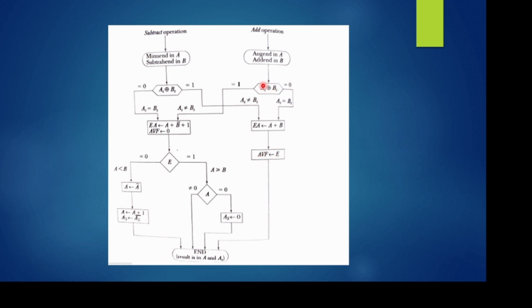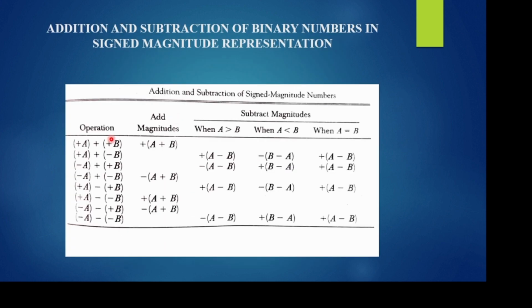The next condition is if both the signs are different. Both signs different means both the numbers are of different sign. In that case, we have to perform the difference operation or subtraction operation. So we move on to AS XOR BS equal to 1. That means AS and BS are different, either 0 1 or 1 0. In that case, one number will be positive and the other will be negative, so we move on to the subtraction operation, which we have already seen in this table, where both the numbers are of different sign, that is plus A minus B or minus A plus B.